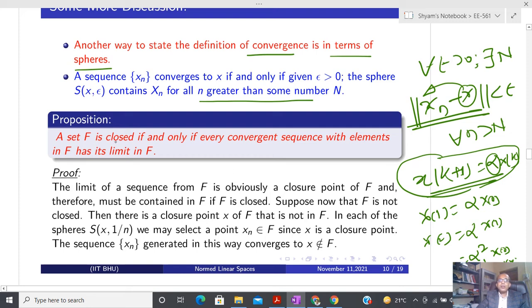Now we have just seen the definition of a closed set. Whenever we defined a closed set, at that time we defined it using the concept of closure. Another way: a set F is called closed if and only if every convergent sequence with elements in it has a limit in it. So in this way also I can define the closed set. You can take any convergent sequence xn, and if every such sequence has a limit in the set, then I am telling that that set is a closed set. I am going to skip the proof.